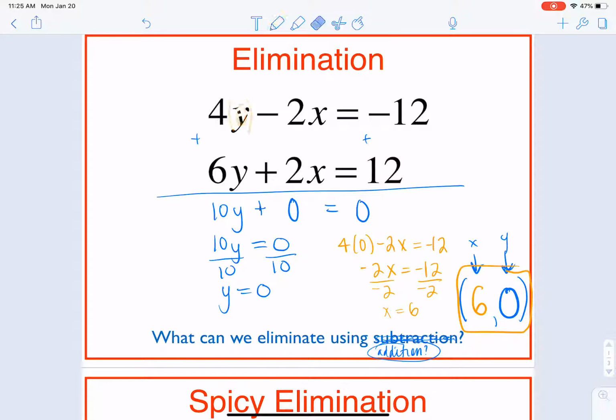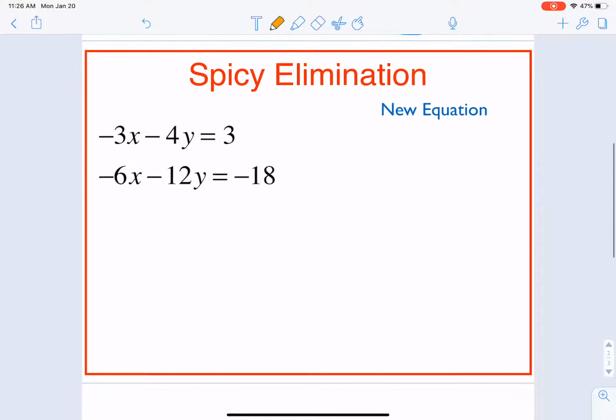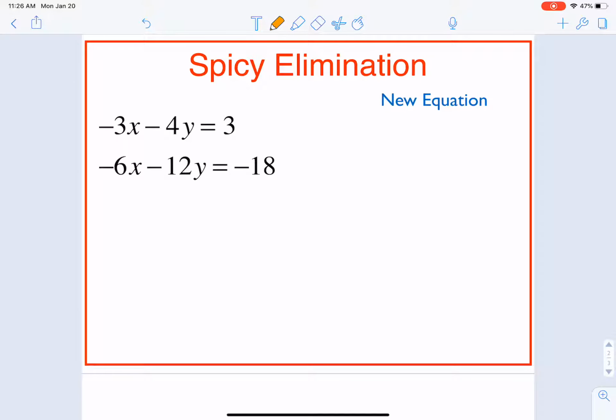So just to go back here, what we did was we saw that negative 2x and 2x, if I were to add those two pieces together, that would end up eliminating my x values by giving me a value of 0. So I'm able to solve for my y. So if I come down here, this problem is a little bit spicier because as we can see, I can't immediately eliminate any of these values because if I were to add negative 3 and 6, that wouldn't give me 0. If I were to add negative 4 and 12, that wouldn't give me 0.